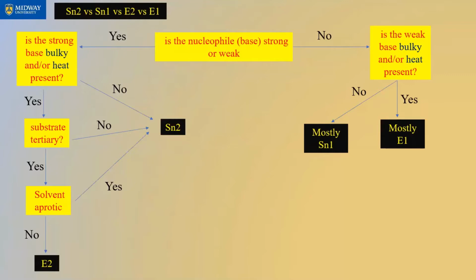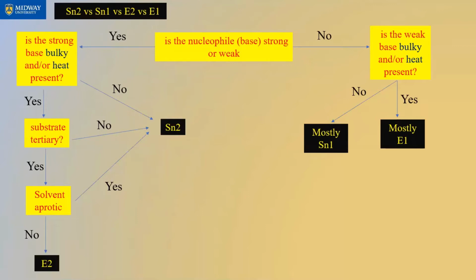All right. And say if your base is determined weak, then you go to the right and you determine, is the weak base bulky and or heat present? Well, if it's bulky, right away we know it's an E1. If it's not bulky, if it's just a weak base like water or NH3, then we will have an SN1. Now, this is not telling anything about how the mechanism happens. This is just a shortcut way of remembering things.